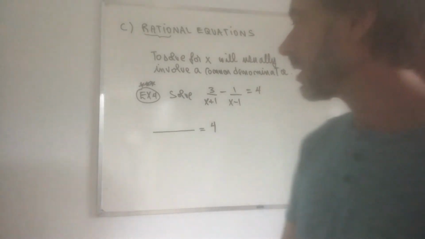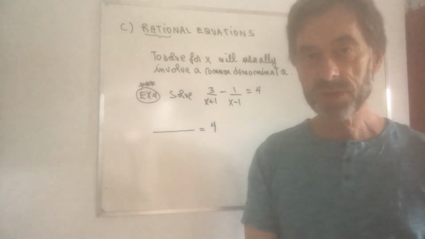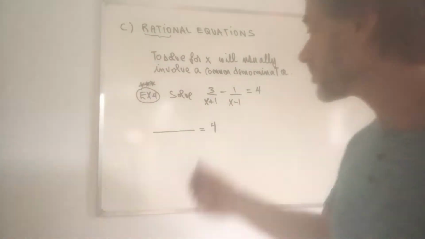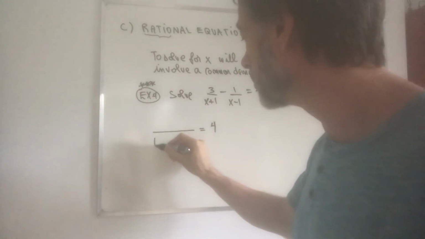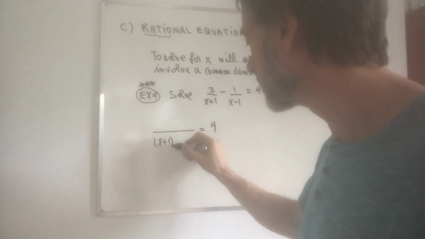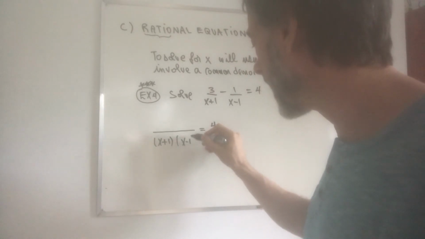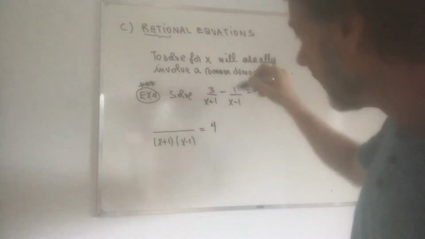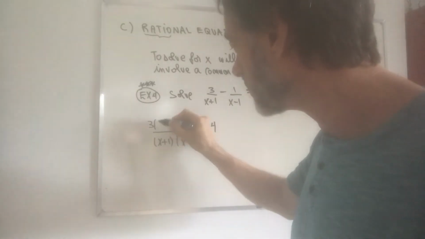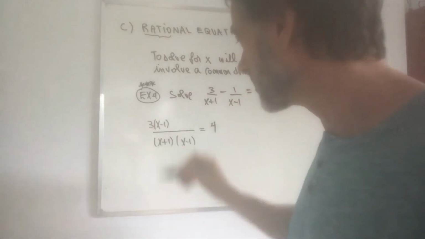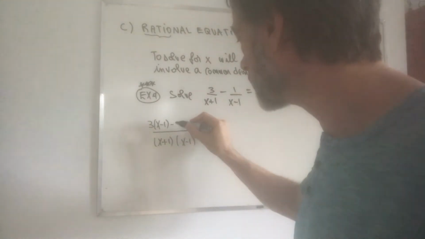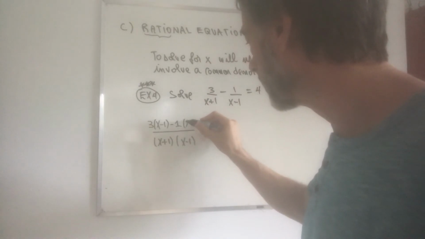What's going to be the common denominator on the left side? Same thing as usual. Multiply those two guys and do the crisscross. So 3 times (x minus 1), I'm going to use brackets here just because I want to be careful, minus 1 times (x plus 1).